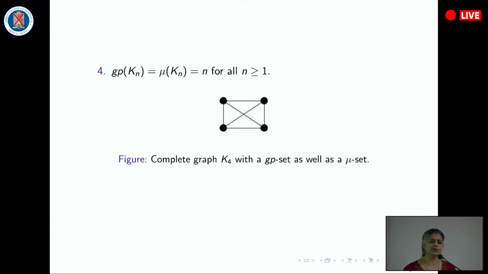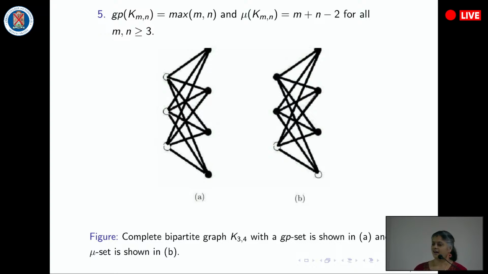And when coming to complete graphs, the question is too obvious because between every pair of vertices there exists an edge. So the shortest path is an edge, and a vertex cannot come in between. So I can take all vertices into the general position set as well as into the mutual visibility set. So both these parameters are equal to n. So you may get a feeling that most of the time general position and mutual visibility are going to be equal, but that is not the case.